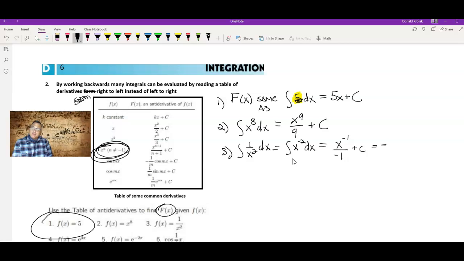That fraction is going to be negative. The x has a negative exponent, so it moves to the bottom. That would just be x to the 1st plus some constant c.